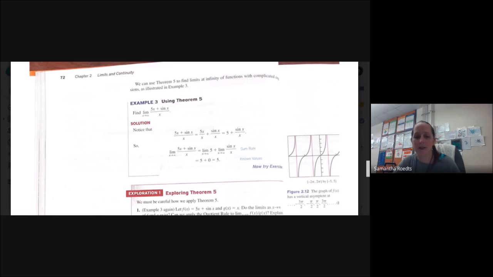So this limit of 5x plus sine x over x as x approaches infinity equals the limit of 5 as x approaches infinity plus the limit of sine x over x as x approaches infinity. Well, we already know that this is 0; we found that in example 2. The limit of 5 as x approaches infinity is 5, so 5 plus 0 is 5.